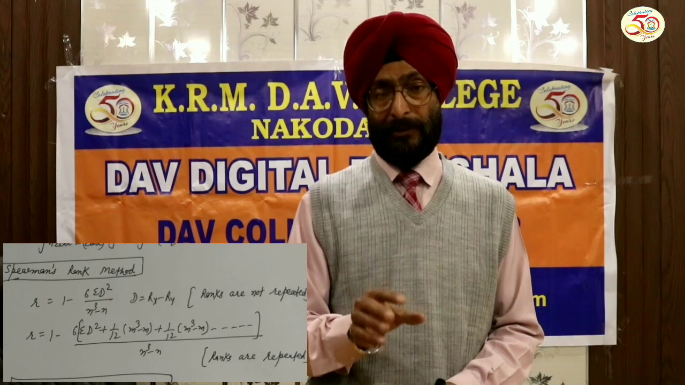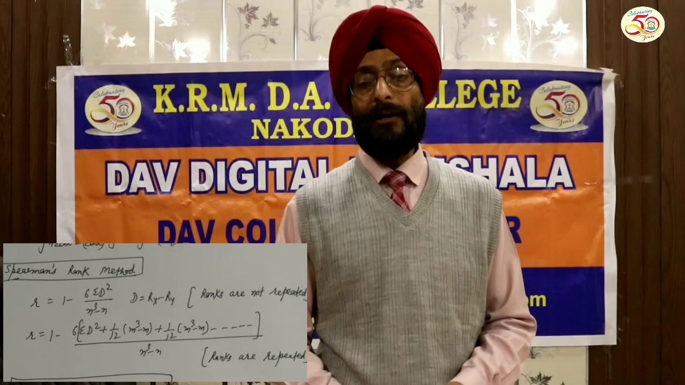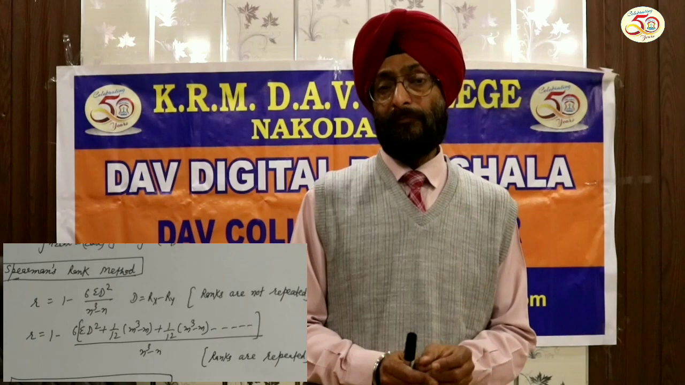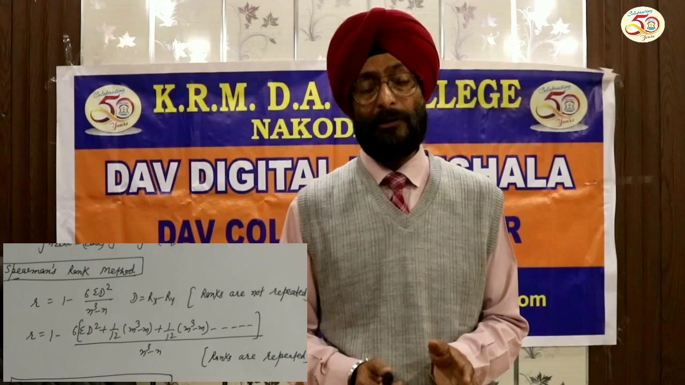Another method is Spearman's correlation. We will take its practical in another lecture, with the help of the blackboard and everything, and we will solve some practicals also. So when we say Spearman's correlation, it is called the rank correlation coefficient. When there is a case of qualities, for example, we want to see the correlation between income and urban area or rural area, that is locality and income, we find the correlation coefficient in terms of rank correlation and not in terms of Karl Pearson's coefficient of correlation.